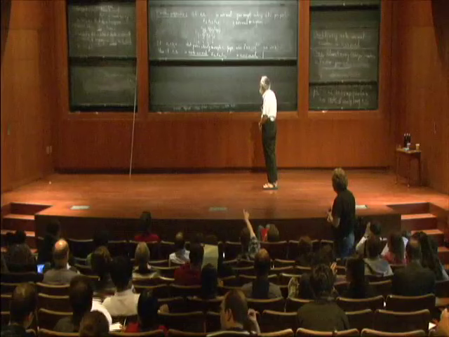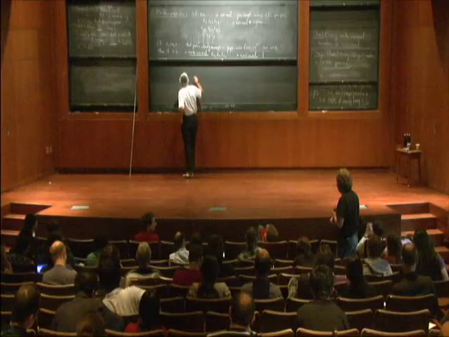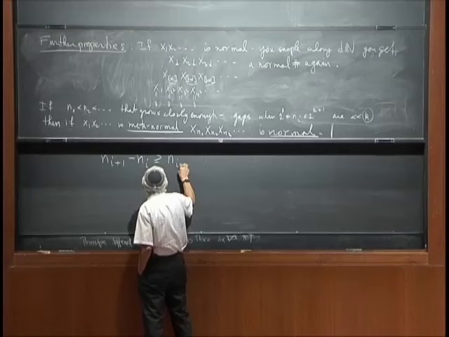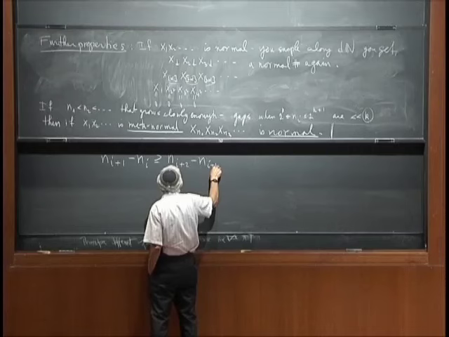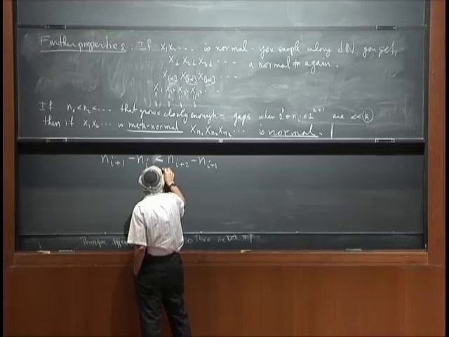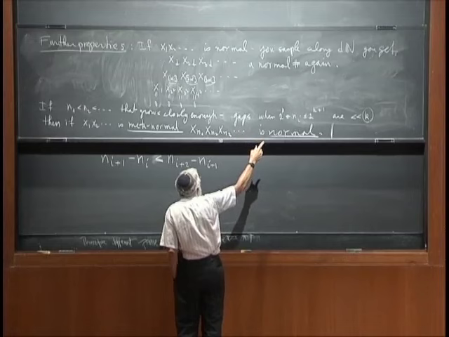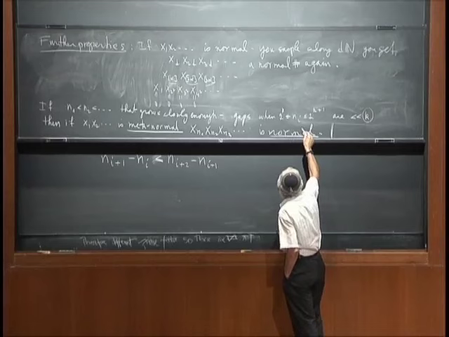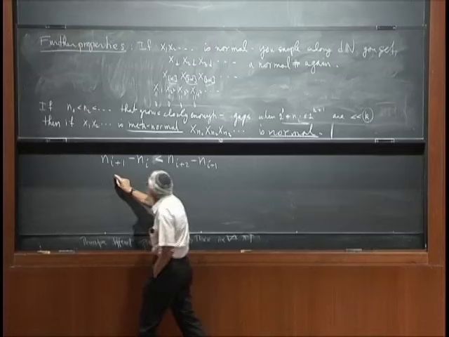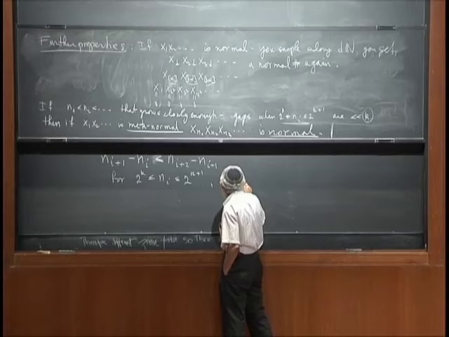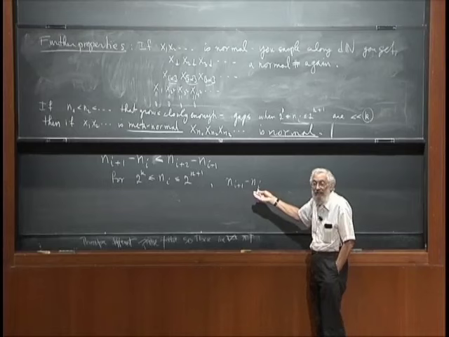Okay. So that condition means the following. I want n_{i+1} minus n_i to be greater than or equal to n_{i+2} minus n_{i+1}, or less than or equal to; I want the gaps to be monotonic. And I want that when I get to 2^k, for n_i between 2^k and 2^{k+1}, I want n_{i+1} minus n_i to be little o of k, so much smaller than k.